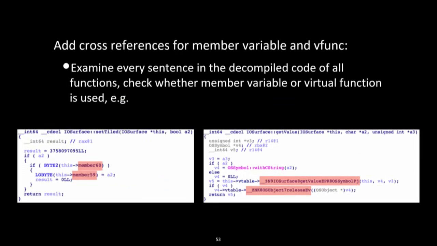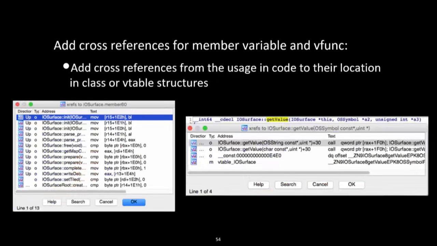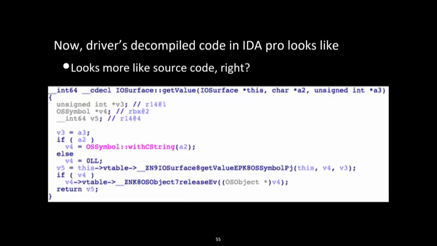Next, we extend cross-references for member variables and virtual functions. We examine every statement in the decompiled code of all functions and check whether any member variable or virtual function is used. Then we add a cross-reference in Hex-Rays from this usage to the member variable or virtual function's location in their class or vtable structures. Now you can see that the decompiled code looks more like the source code, right?